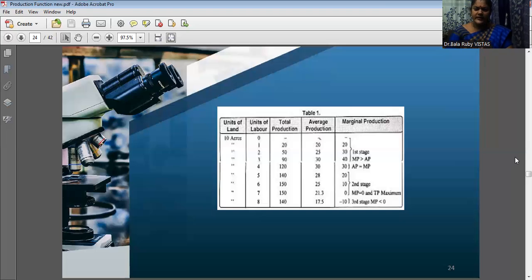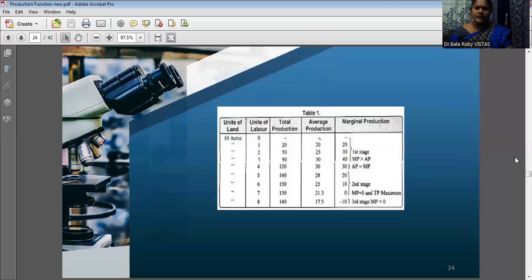Initially, it should increase at an increasing rate. Then it increases at a diminishing rate. After that, it remains constant. Then finally, it declines. In such a way, you give any hypothetical example. For example, here I have given that when there is no labor in the organization, total production is also zero. So I have given a dash in the first row.